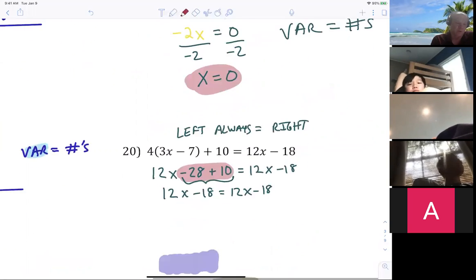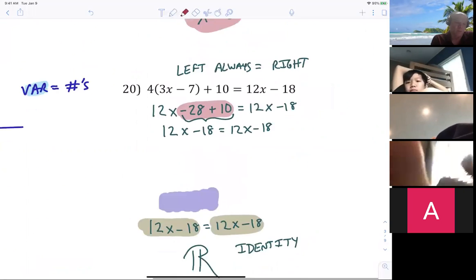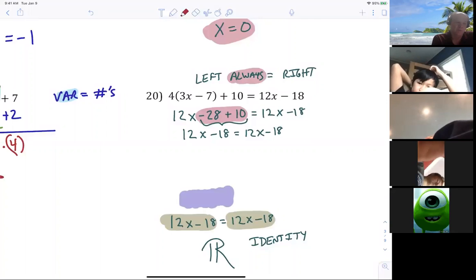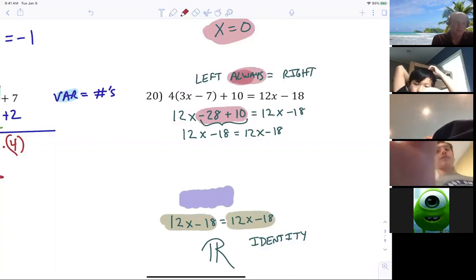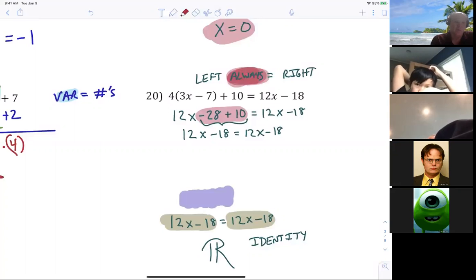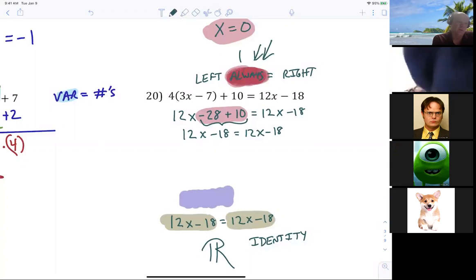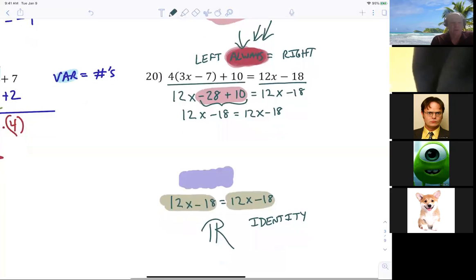Now I want to look at this one, number 20. When does the left side equal the right side? Come on, guys. I'm giving you a hint. When does the left side equal the right side? Always. Yes, always. No matter what number you plug in for x, if you do this and do this, they will be equal. That's why we say it's all real numbers.